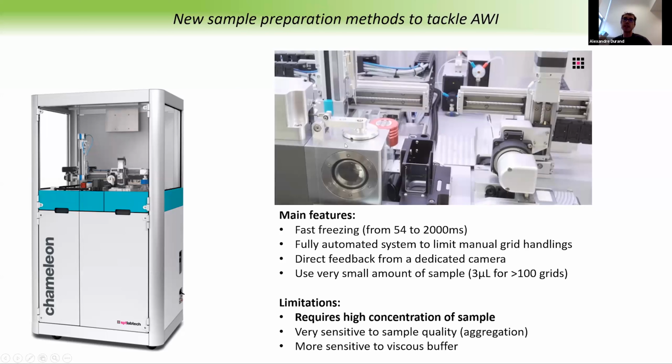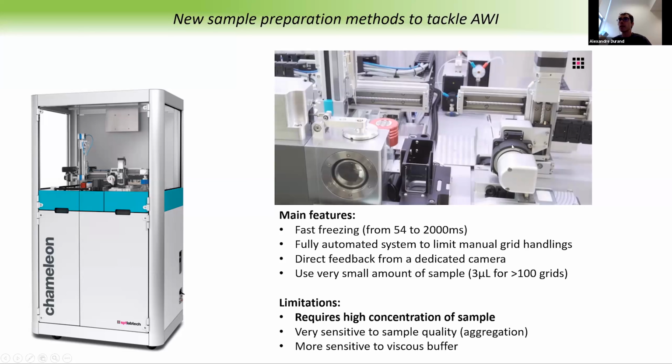So you limit to the maximum the manual handling of the grids. The only step which requires human intervention is to deposit the grids in this red platform. And then after that, the robot takes over. This tweezer will come, pick up your grids, and bring them into the glow discharge unit, which is integrated into the system. After glow discharging, the grids will be unloaded and presented in this row to the nano dispenser.